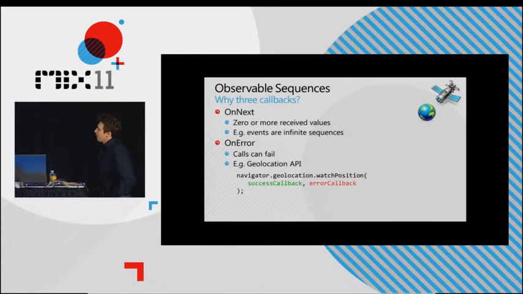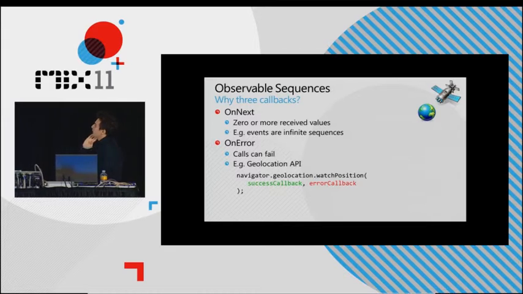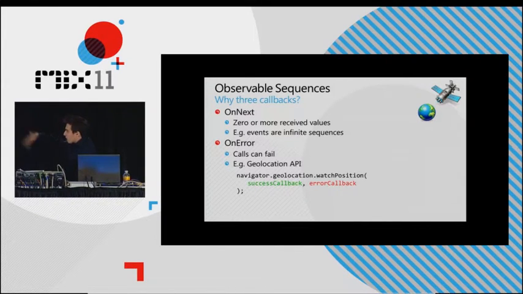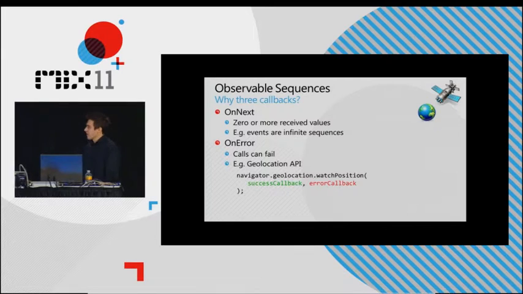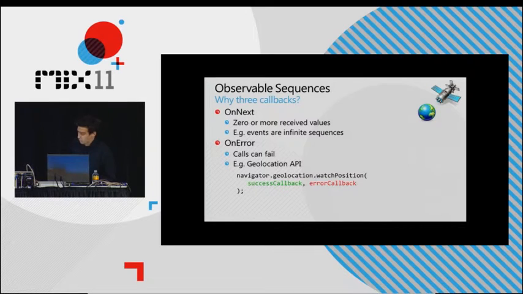OnError, then, is there because calls can fail. Here I have an example of a callback for an error case with regards to the geolocation API. So this new HTML5 API, you can actually specify a success callback, which will actually get triggered every time the position of the user is changing. But you can also specify an error callback that actually says, well, I can't get a location now. And you can handle that separately, and that will come out on the onError channel of the observer.